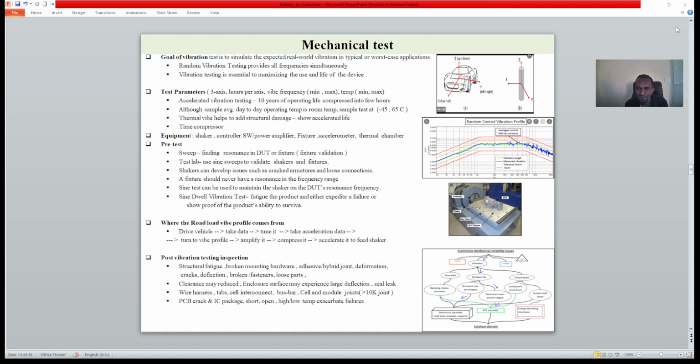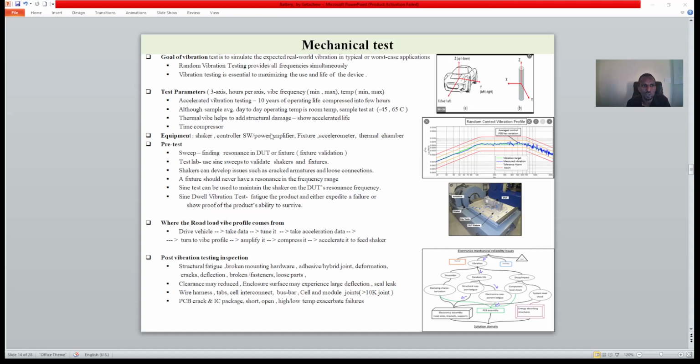If you see here, this vehicle axis is called X back and forth, and then Y left and right, and then Z is up and down. So those are the terminology you use during mechanical vibration. Most of the time you have to test it in 3 axes. If you have a multi-axis vibration machine, you use that, but a lot of places don't have that one, so you do X, Y, Z separately.